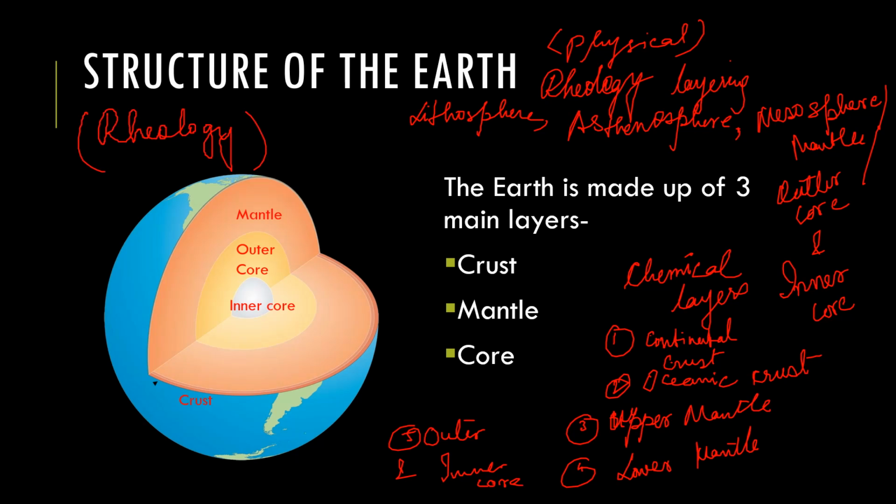What is the state of that particular layer? Is it solid, or is it in a molten or semi-molten state? In that way, we can differentiate the different layers: lithosphere, asthenosphere, mesosphere or the mantle, outer core and inner core. Based on the chemical properties, that is the composition of the different layers, we can say continental crust, oceanic crust, upper mantle, lower mantle, outer core, inner core. So these are the differences.